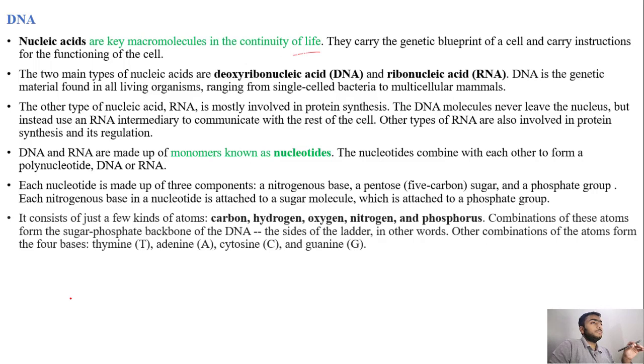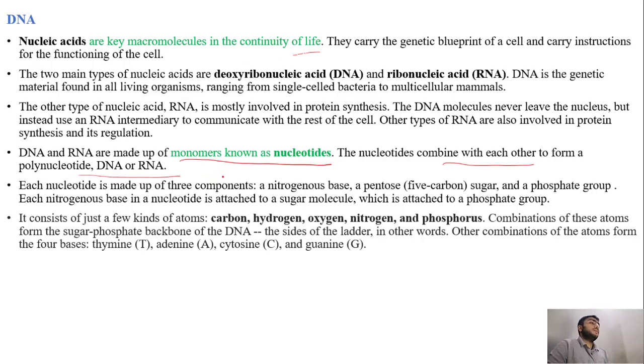So deoxyribonucleic, different nucleotides, so to say. Deoxyribonucleic acid and ribonucleic acid are two different molecules. DNA is a double helix molecule, and RNA is a single stranded molecule. Okay, and you do not need to understand about RNA at this point in time, but DNA, you must understand that DNA is composed of various nucleotides. So you must understand that both are made up of nucleotides. Nucleotides combine with each other to form a polynucleotide, DNA or RNA.